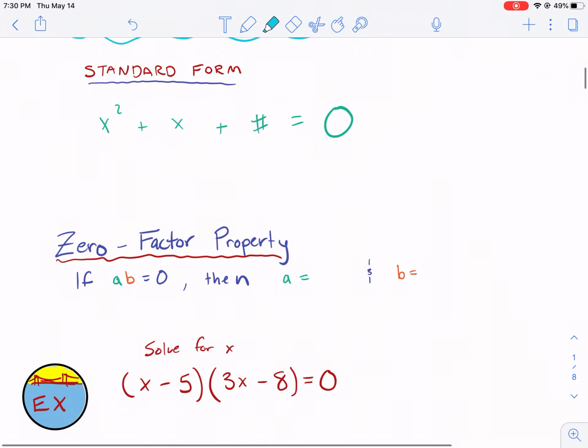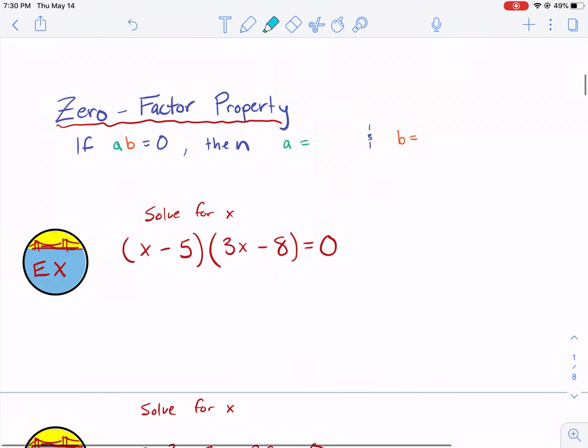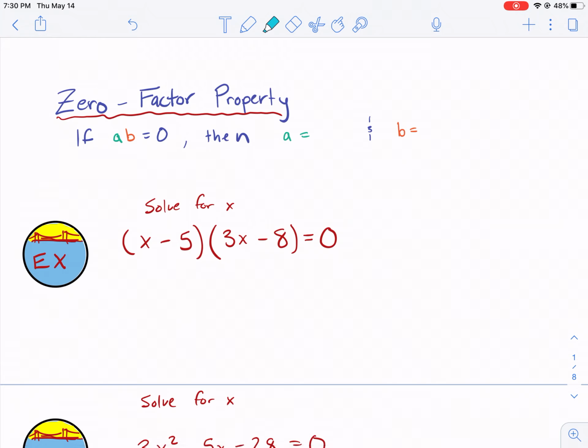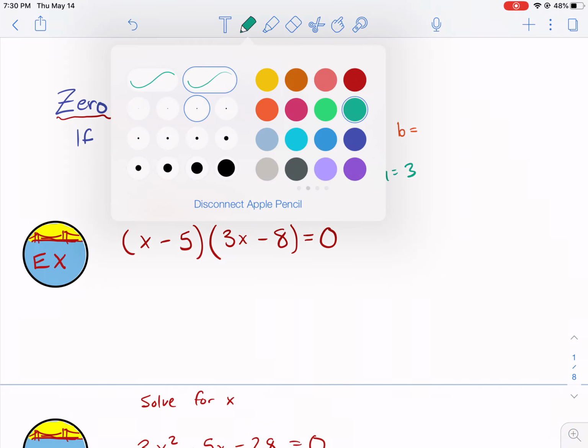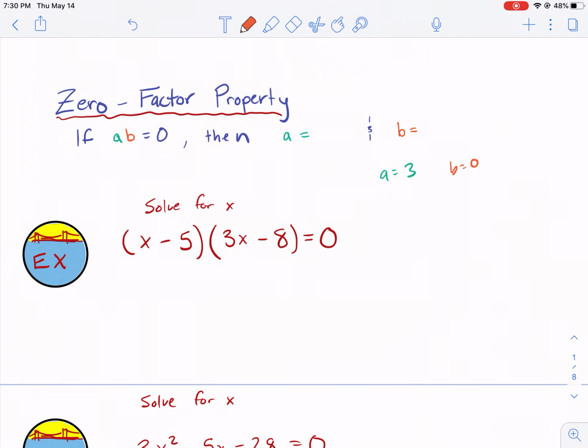Okay, so let's talk about the zero factor property. If we have two variables, a times b equal to 0, then either a or b could equal 0. Let me give you an example. If a equals 3 and b equals 0, we could have 3 times 0. What does that equal? That gives us 0. Now let's say we had a equals 0, but then b equals, I don't know, 2,000. Well, same case, the same truth still holds. 0 times 2,000 still equals 0. So if a equals 0 or b equals 0, then that will make a true statement.